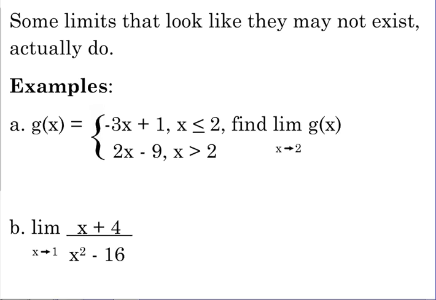So when we plug in 2 into the left piece, we get negative 6 plus 1, that's negative 5. When we plug it into the right piece, 2 times 2 is 4, 4 minus 9 is negative 5. They give us the same value, so the limit of this function is negative 5. We are headed towards the same y value when we approach 2 from both sides. So we're good. When we approach 2 from both sides, the y values are negative 5, so the limit is equal to negative 5.